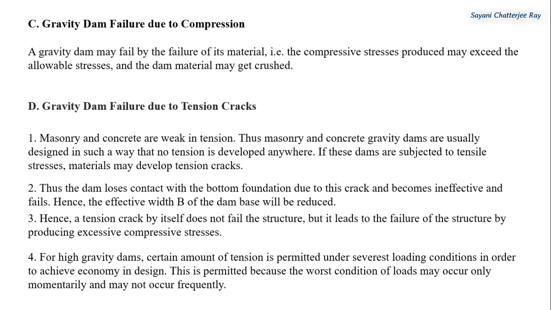For high gravity dams, a certain amount of tension is permitted under severest loading conditions in order to achieve economy in design. For this reason, tension up to 5 kg per centimeter square is permitted. This is done due to the fact that worst loading conditions occur in a gravity dam only momentarily, for very little time, and they never last or occur frequently.